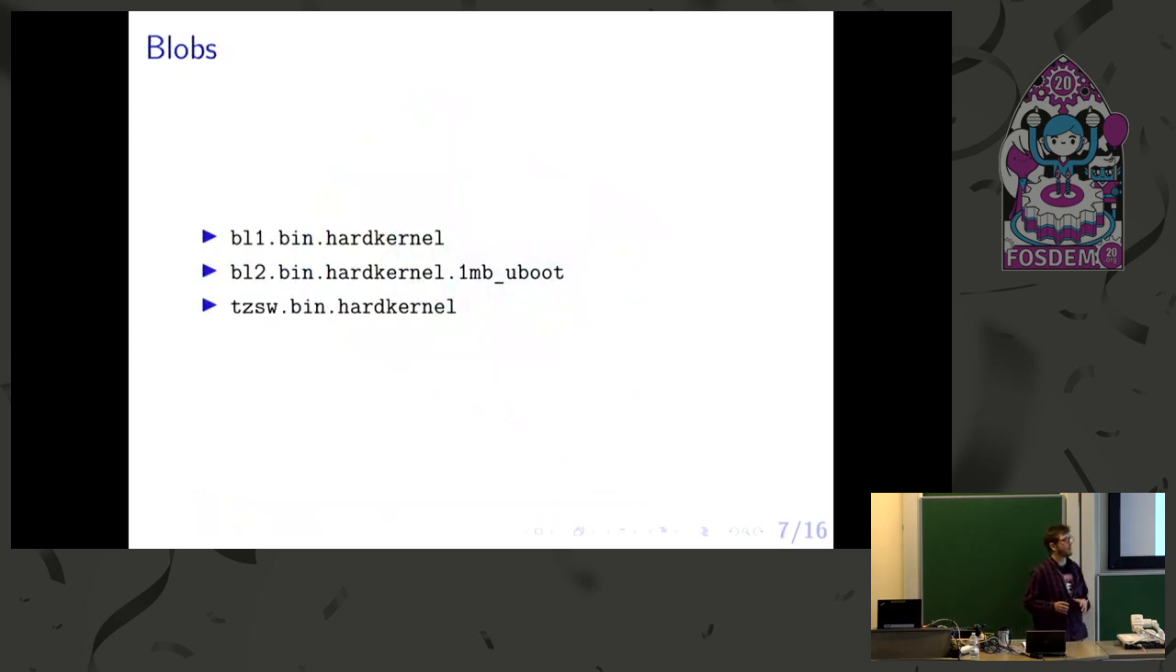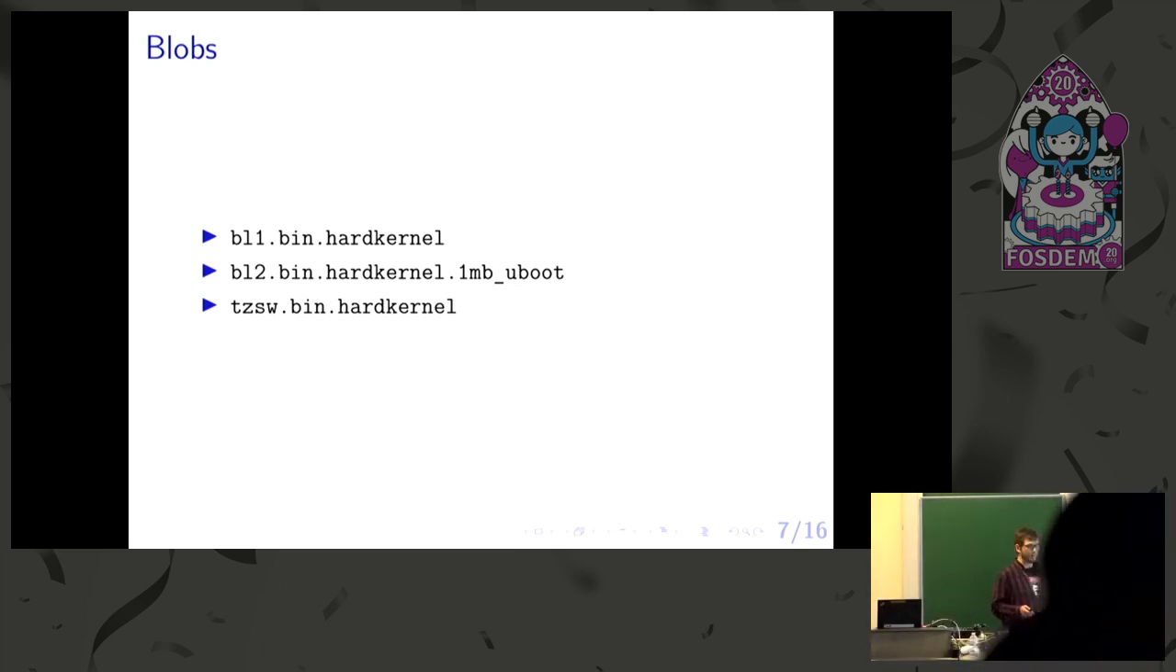Okay, the boot on Odroid looks as follows. There are three blobs provided by the vendor, Hardkernel, and they are flashed with an appropriate script onto an SD or eMMC card, so the board can boot. BL1 does the very basic platform setup, which is turning on DRAM, and reads BL2. BL2 loads TrustZone and an unsigned U-Boot image.